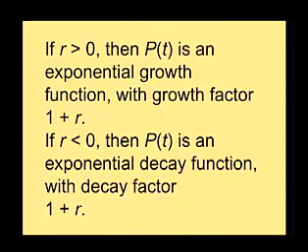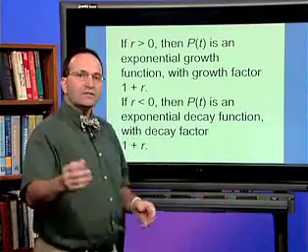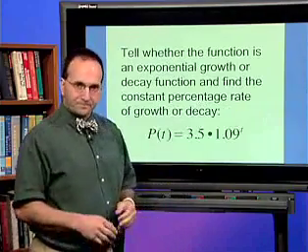Now, if R is positive, then P of T is an exponential growth function with a growth factor of 1 plus R. If R is negative, then P of T is an exponential decay function with a decay factor of 1 plus R. All right, let's try this out with an example.